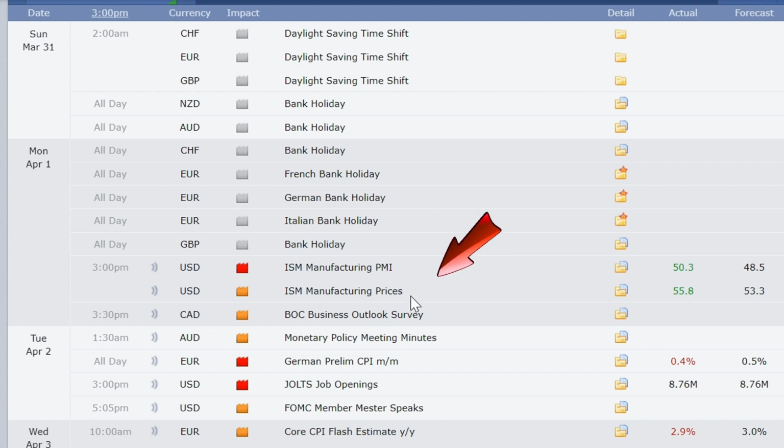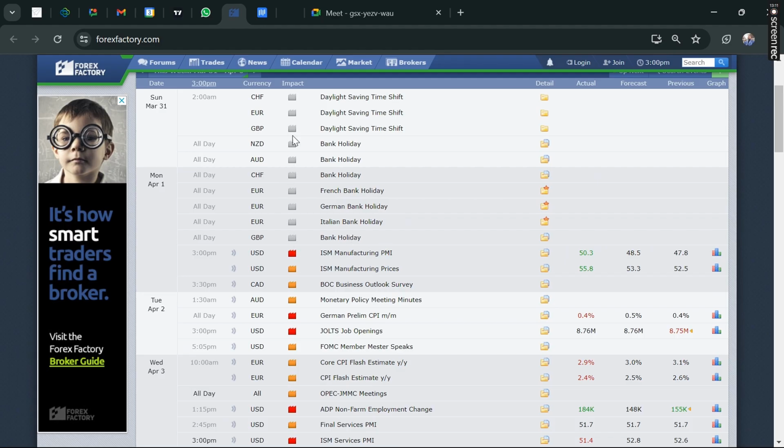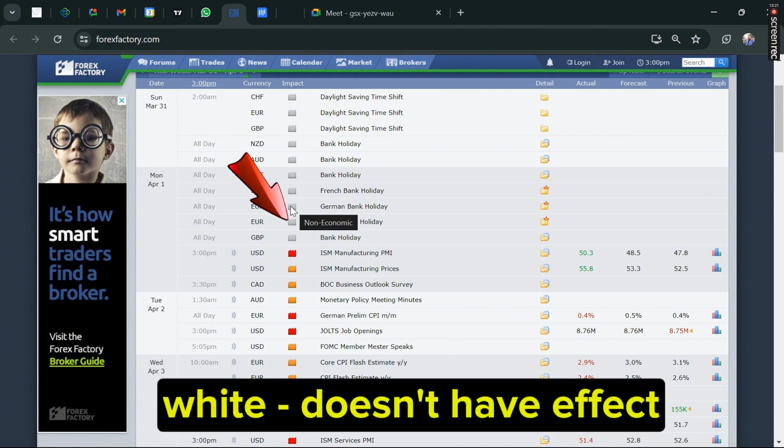But before I go further, we may be wondering what these colors are. The ones that we can see in white, you can see the pop-up, non-economic. What that means is that it doesn't have any effect.